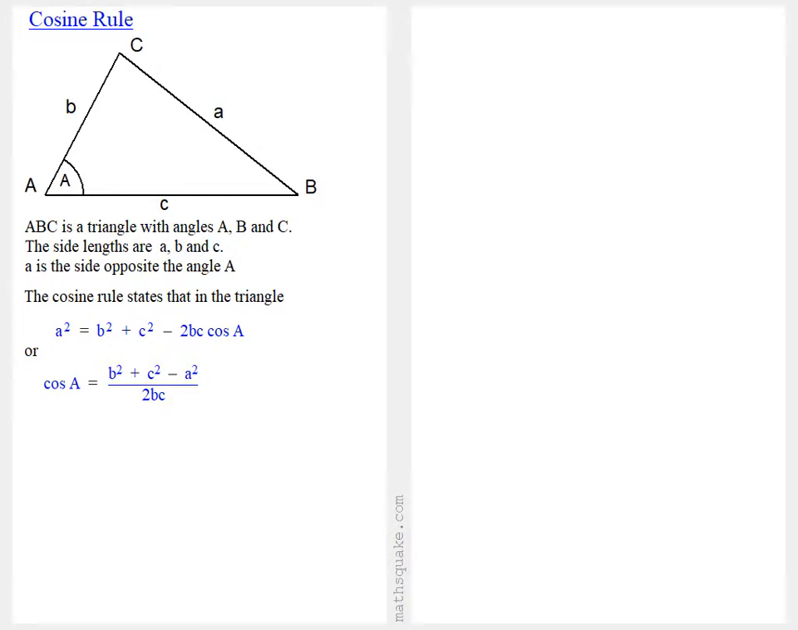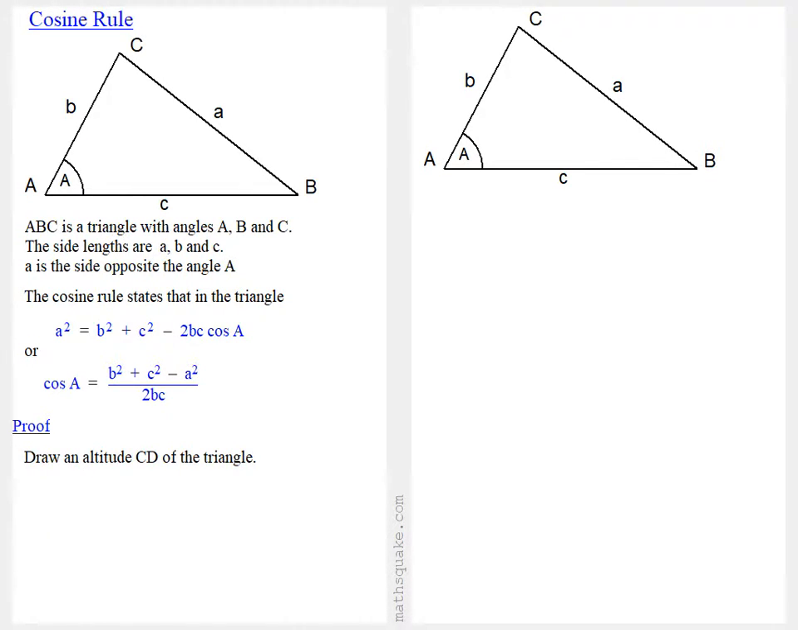Now we can prove the cosine rule, which is a squared equals b squared plus c squared minus 2bc cos A, by first drawing an altitude CD of the triangle. In other words, drawing a perpendicular line from C to AB meeting the base at D. Now let the height of the triangle be h, and let the length AD equal x. Now AB is length c, so BD has length c minus x.